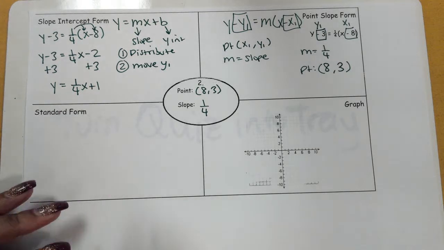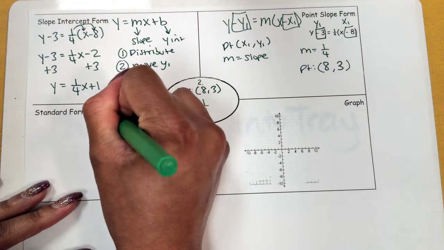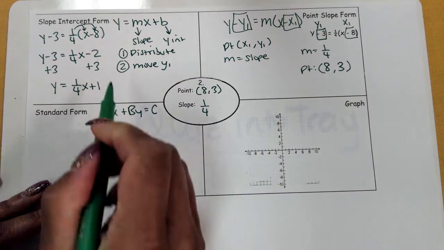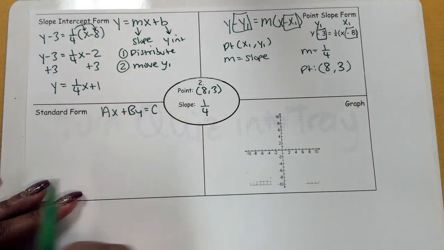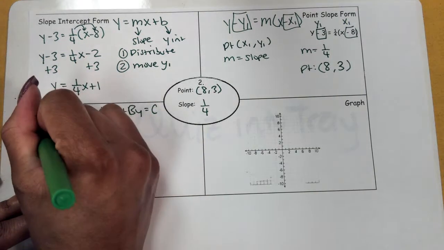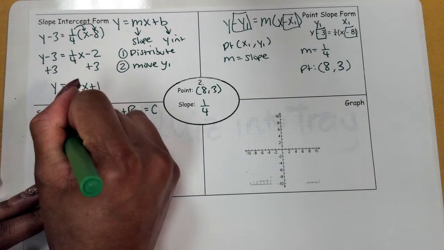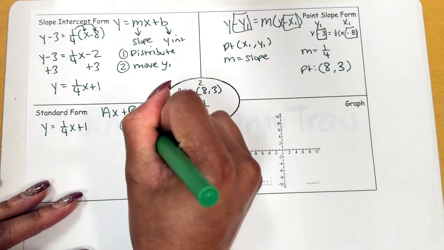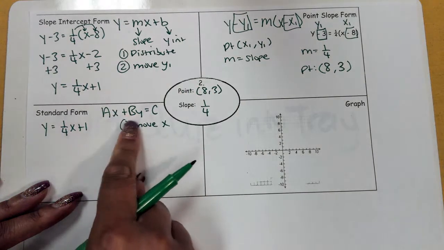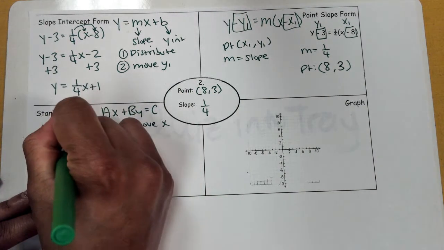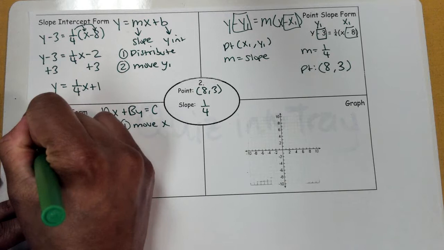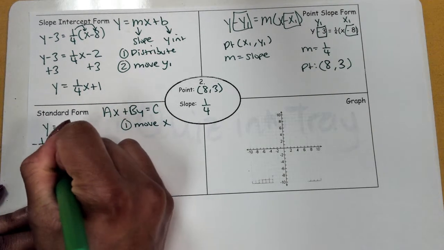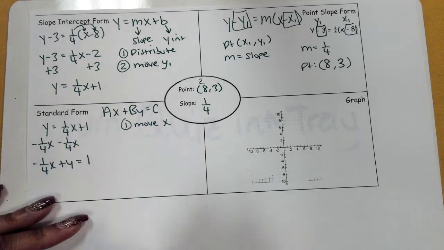Now we have standard form. And standard form is ax plus by equal to c. Okay, so now we're going this way. So think we always end up going counterclockwise. So I have y equals 1/4 x plus 1. And remember, our first step is to move x, because we need to get x and y on the same side. So I'm going to subtract 1/4 x. Okay, so now I have negative 1/4 x plus y equal to 1.